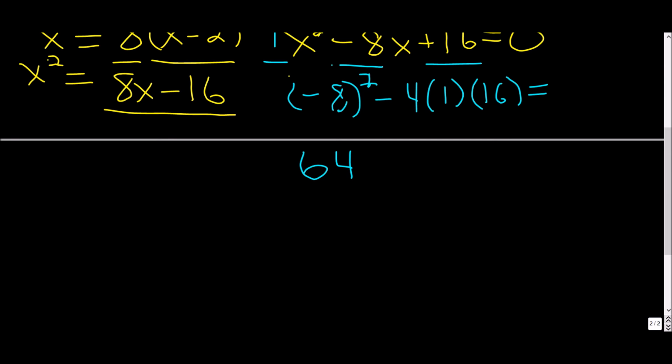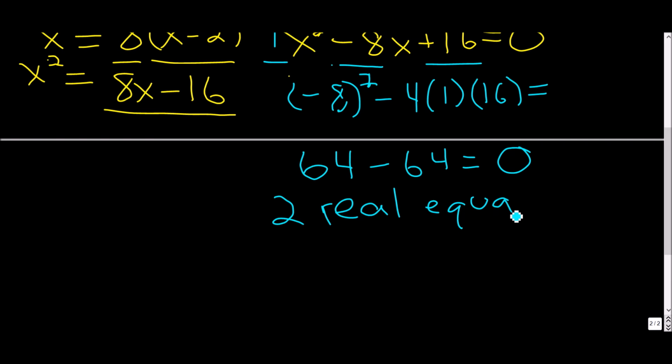And then negative 4 times 1 times 16 is negative 64, so we have minus 64 here. And this is going to make 0. Now this means that we're going to have 2 real equal roots. When the discriminant is 0, that means we have 2 of the same roots, which is perfect.